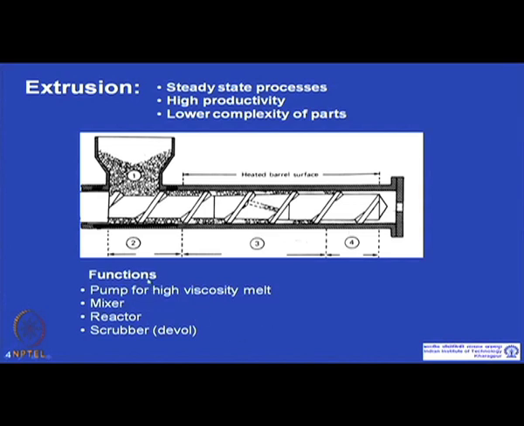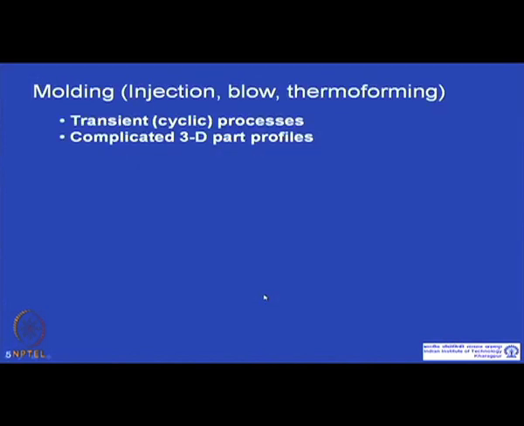So, the function of the extruder is to pump the high viscosity melt, also mixing the ingredients. Sometimes if you deliberately want some reaction to happen at higher temperature, then you can do it in the extruder. Sometimes unwittingly or unwantedly some reaction also takes place inside the extruder, and if there are volatile materials, then you can add some vacuum somewhere here to remove those volatile materials.